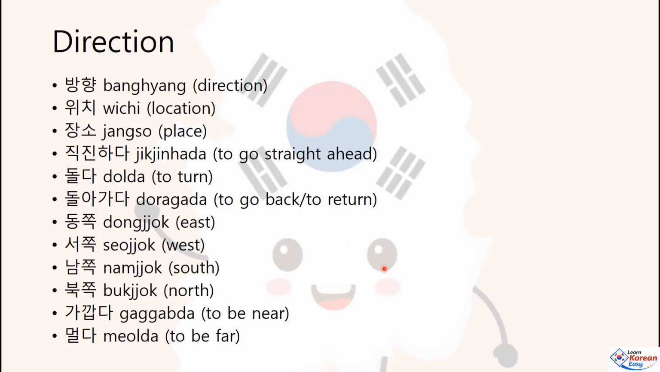Let's review. 방향, direction. 위치, location. 장소, place. 직진하다, to go straight ahead. 돌다, to turn. 돌아가다, to go back, to return. 동쪽, east. 서쪽, west. 남쪽, the south. And 북쪽, north. 가깝다, to be near. 멀다, to be far. Near, far. Okay. Well done.